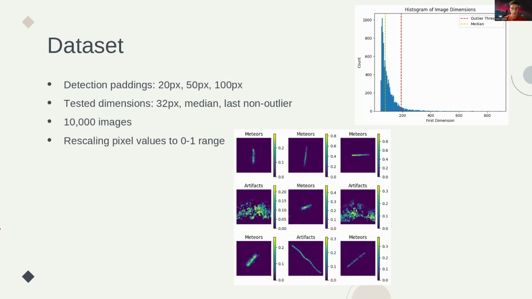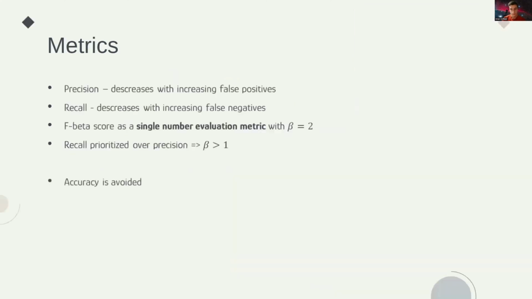Convolutional neural networks can only work with fixed image dimensions, so all images had to be resized to the same dimensions. And 3 of the dimensions were chosen and also later compared to see which one yields better results. And all pixel values on images were scaled to 0 to 1 ranges, as they usually work better with AI models. For the metrics, F-beta score was primarily used since we can put more emphasis on false negatives so that we reduce the possibility of losing some meteors, since that matters more to us.